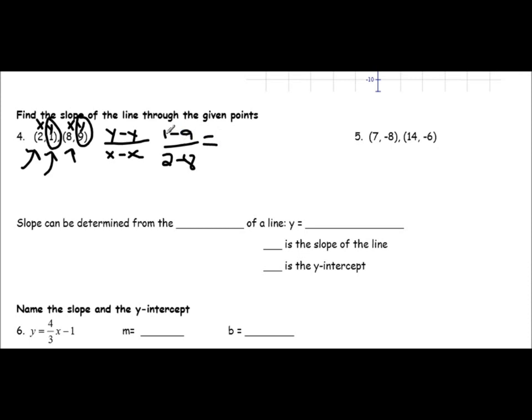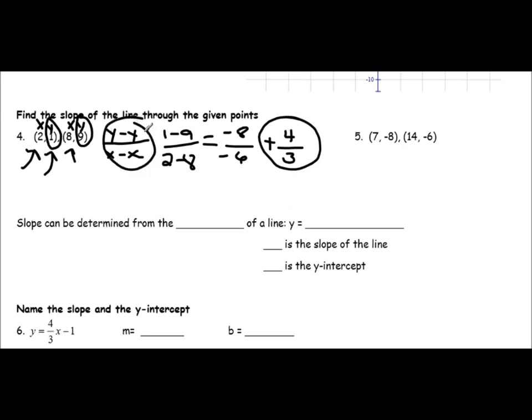Then I figure out what it equals. 1 minus 9 is a negative 8 over 2 minus 8. 2 minus 8 is a negative 6. So now we have negative over negative. That's going to give me a positive slope. 8 over 6, well, 2 goes into 8 4 times. 2 goes into 6 3 times. So I have a positive 4/3 slope.